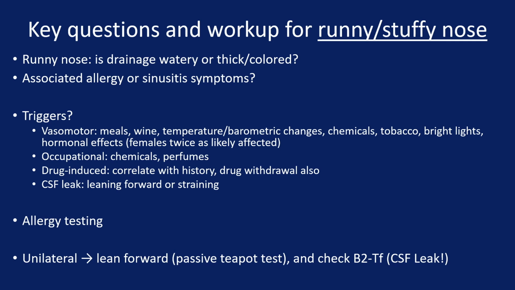Okay, and then hitting home this point of unilateral disease, right? So if you have unilateral clear drainage, lean that patient forward. It's called a passive teapot test. Doesn't matter if you know the name. Just lean them forward, see if they drip clear fluid out of one side. If they do, we should check that for beta-2 transferrin. If you don't know about that, just give us a call.